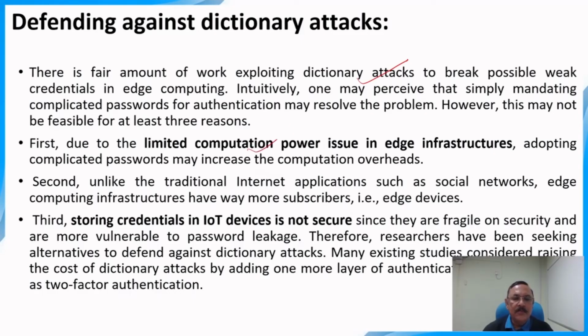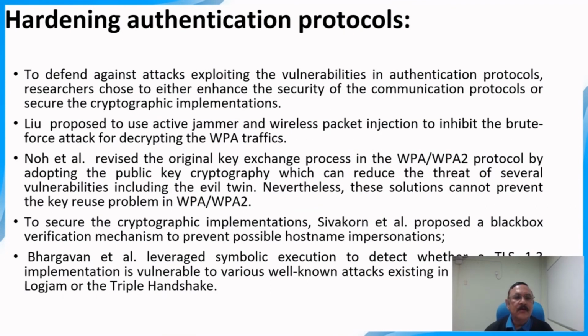First is due to the limited computational power issues in the edge infrastructure. Second is, unlike traditional internet applications, edge computing infrastructure has way more subscribers, that is called edge devices. Third is storing credentials in the IoT is not secure. So, these are some of the issues. Now, hardening the authentication protocol is to defend against the attacks exploiting the vulnerabilities, by choosing to enhance the security of the communication protocol or the secure cryptographic mechanisms.